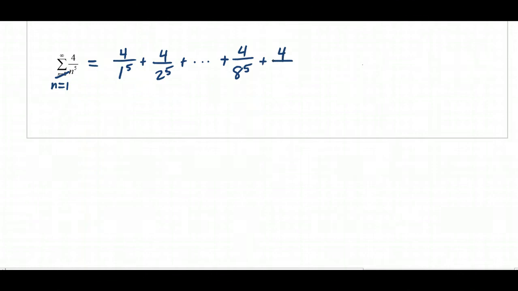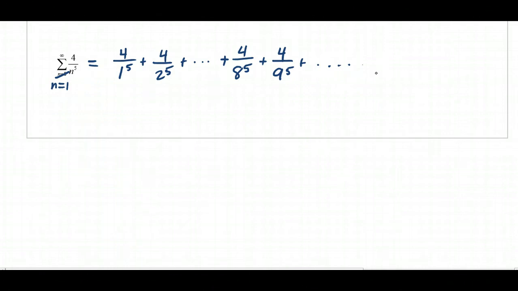So we know that if the starting index is 1, so let's cross this out and make it 1, then yes, this infinite series definitely does converge by the p-series test. So let's write out a few terms from that particular infinite series. So starting at 1, it'd be 4 over 1 to the fifth, plus 4 over 2 to the fifth, and so on. And I'll go ahead and actually include 4 over 8 to the fifth, 4 over 9 to the fifth, and so on and so forth. So by the p-series test, this infinite series definitely converges.